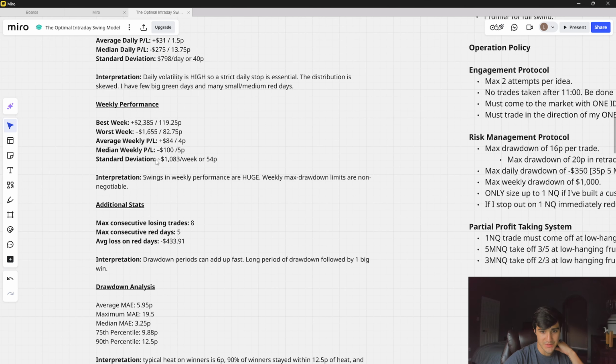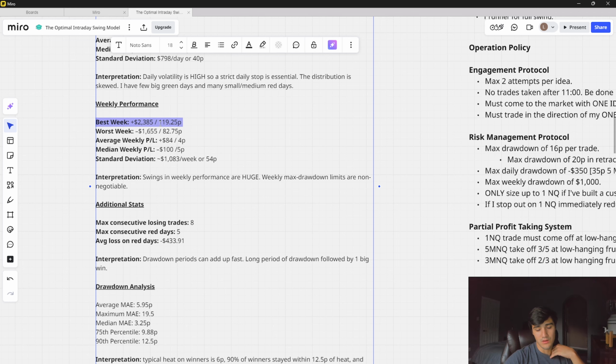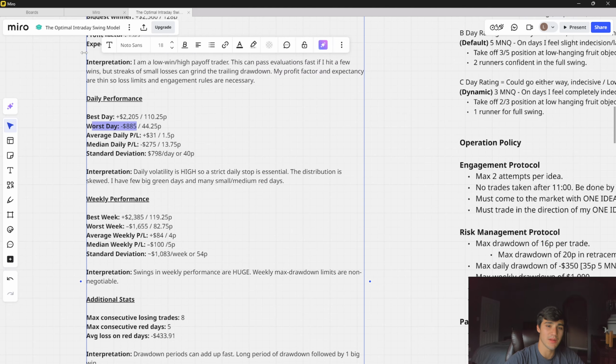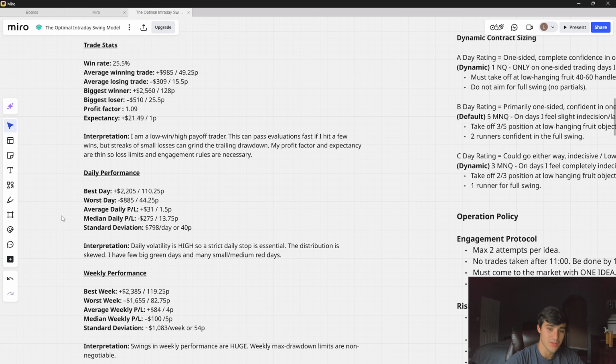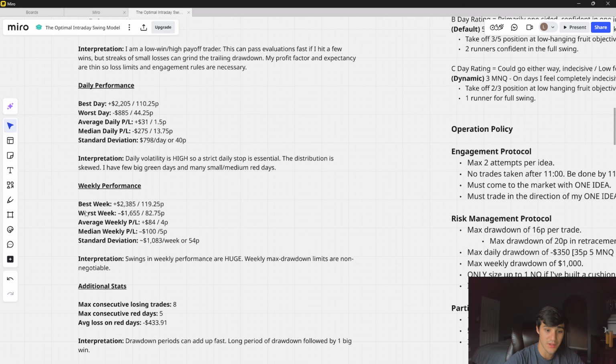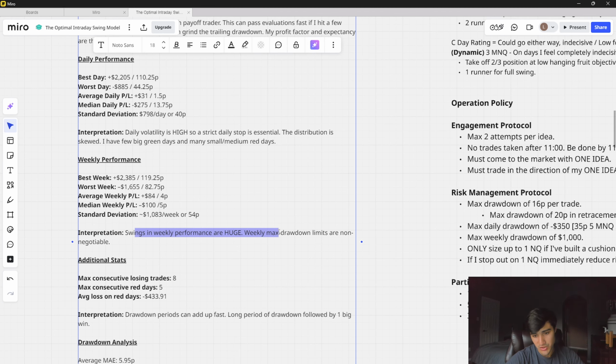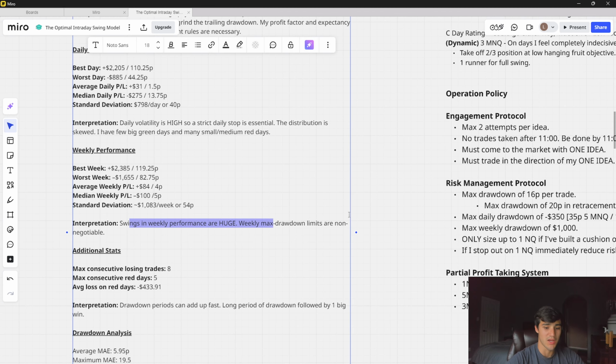So my weekly performance, my best week was $2,300 or 119 points. My worst week was 82.75 points. This is the same week where I let this trade, the biggest loss that I had over the last 3 months, which shouldn't have been a losing trade, that also happened on my worst week of trading ever. So my average weekly P&L is only 4 points, right around break even, and my median weekly P&L is around 5 points, still around break even. The standard deviation for that is 54 points. So again, swings in weekly performance are huge, so weekly max drawdown limits are non-negotiable.